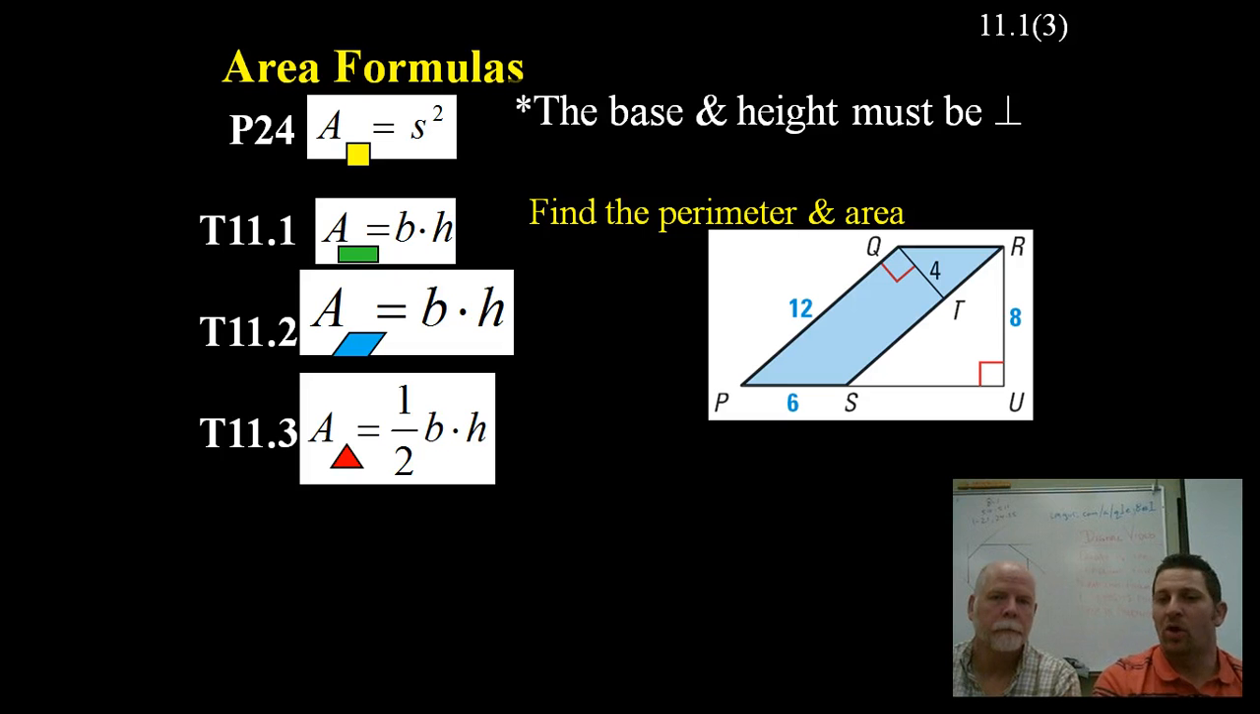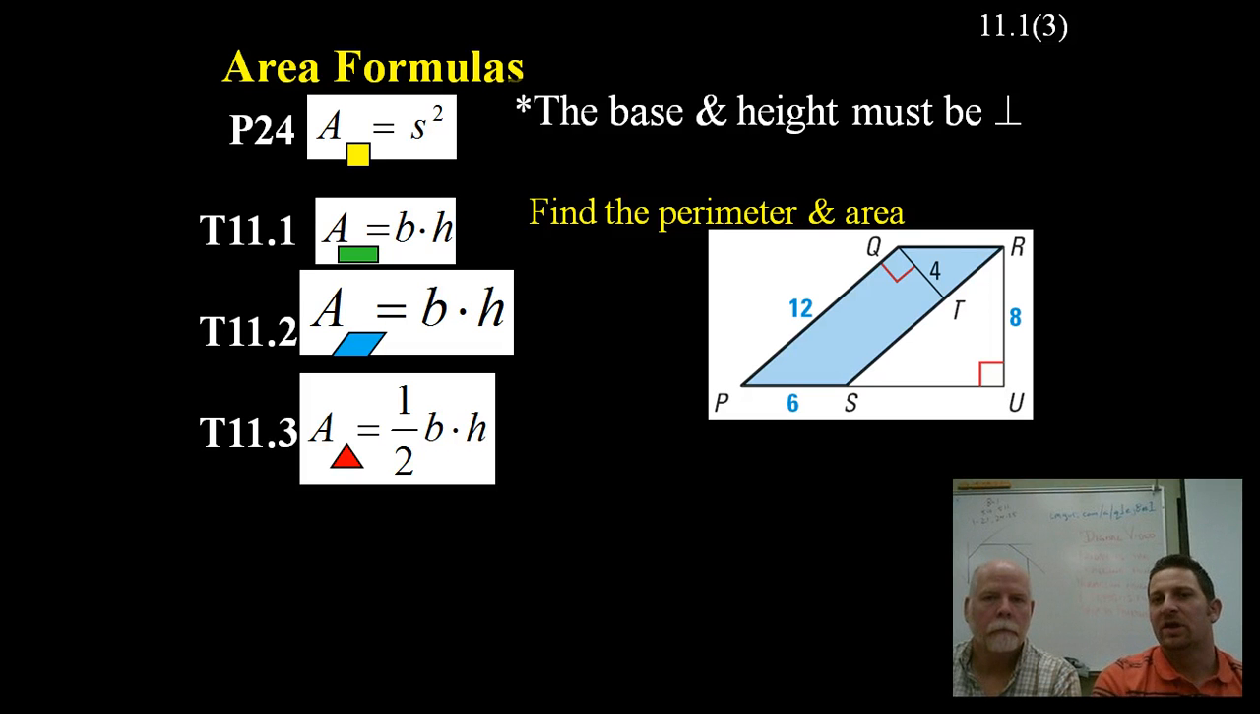We don't necessarily care how far the distance is from P all the way to U, guys. We're only concerned with from P to S, and then that vertical height from R down to U, which if you slid that over, would be from R down to S. We're only finding the area of the blue part. So if you go ahead and do this, there's two different ways you could do it.